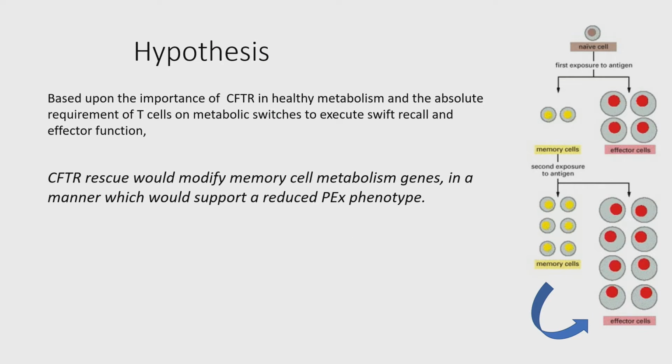So when this happens, this secondary response, these memory cells have to make a very rapid metabolic switch. They need to eat, and they need it immediately in order to produce this very quick and efficient effector response. And that had a lot to do with the hypothesis for this study: that CFTR is very important for healthy metabolism, that T cells were very dependent upon this rapid metabolic switch so they could have swift recall and swift effector function.